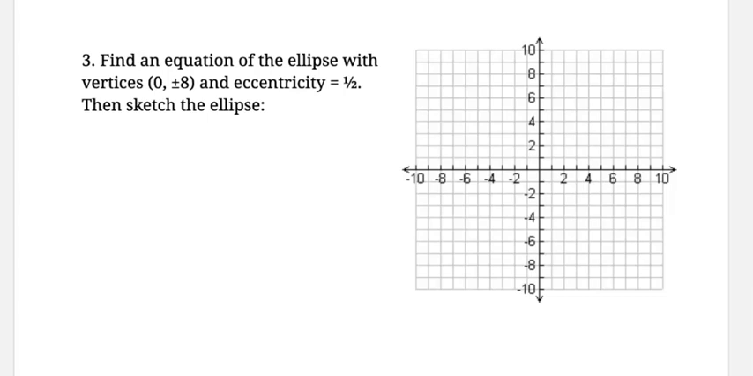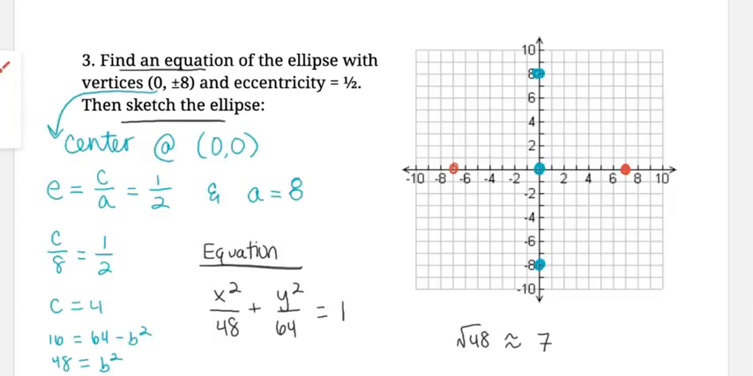Okay. Now we've got another problem in which we need to find an equation of an ellipse with vertices at 0 and plus or minus 8, and then an eccentricity of 1/2. So I'd like you to, again, take some time to try and find that equation and sketch the ellipse on your own, and then check in with your answer when you unpause the video.